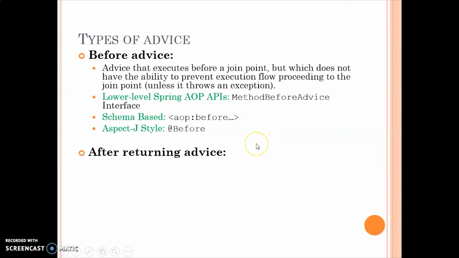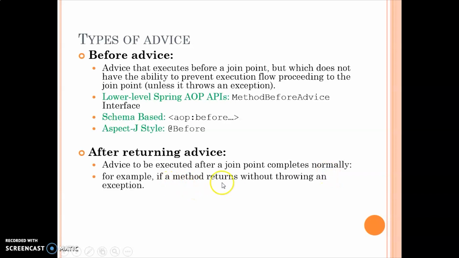Okay. Going further, the after returning advice. Advice to be executed after the join point completes normally. Now this is very important, that the code after which this particular advice is going to run has to complete normally. That is very important. Okay. For example, if the method returns without throwing any exception. So if the method has completed its whole set of code and then it is returning, that is when after returning advice is going to execute. If there is some exceptional situation, in that case it will not execute. So this is when the code completes normally.